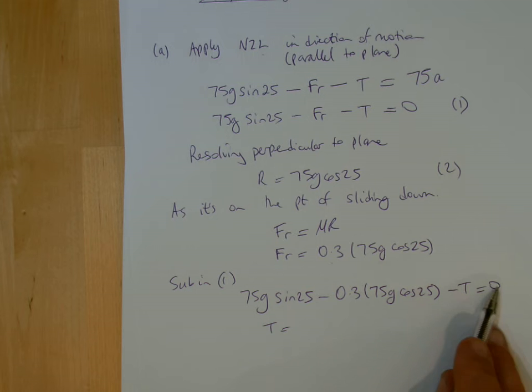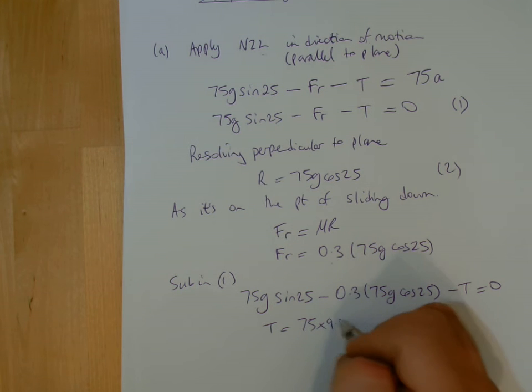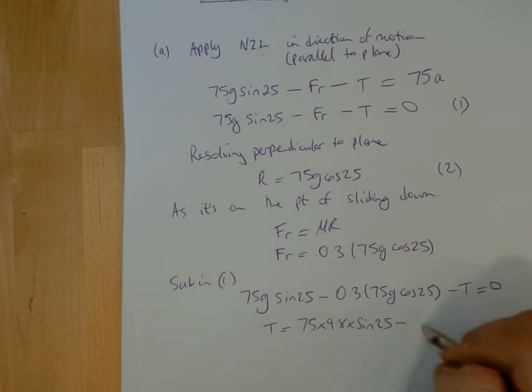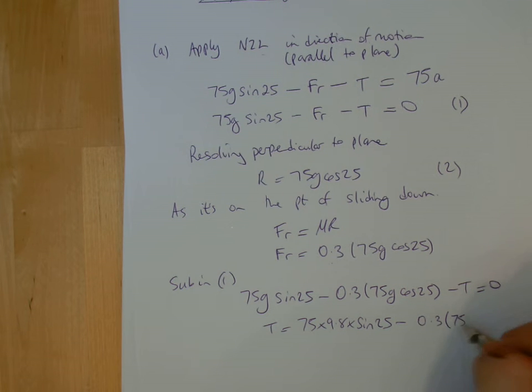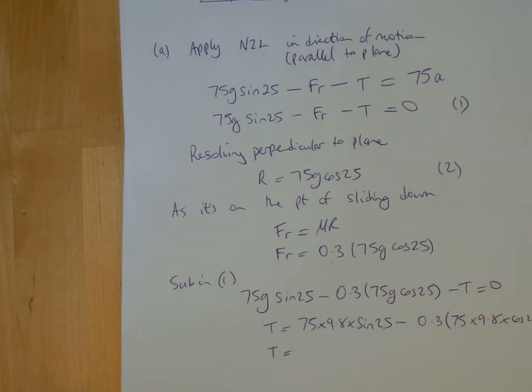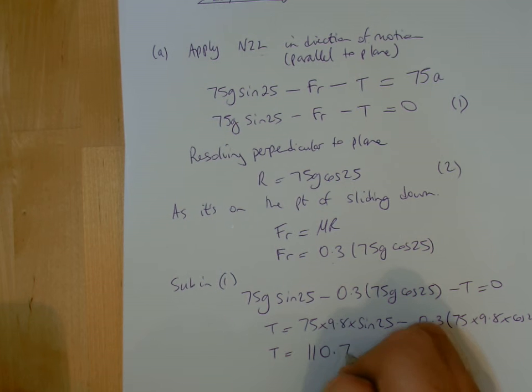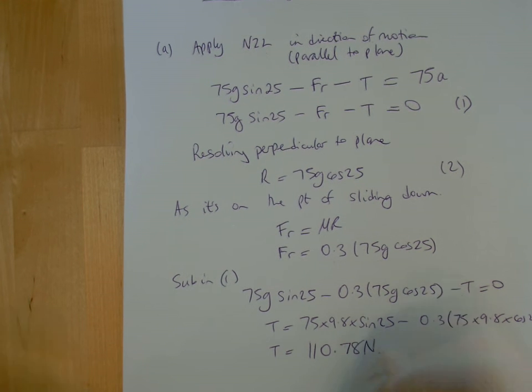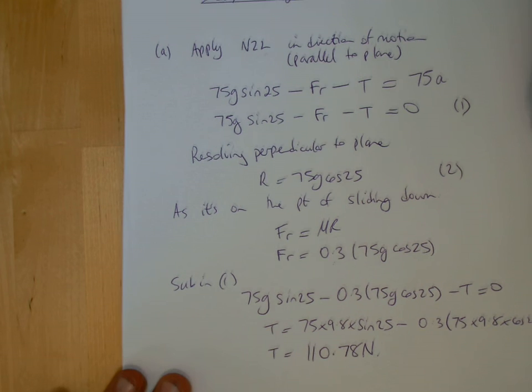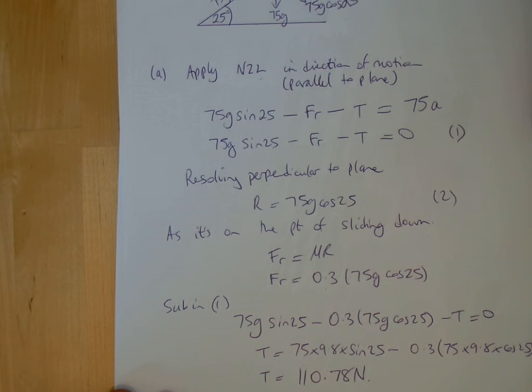Taking the minus T over, you get 75 times 9.8 times sine 25, take away 0.3 times the bracket 75 times 9.8 times cos 25. So let's work that out, one long calculation on my calculator. And I've got that to be 110.78 newtons, the value of T. So we've got that in place for part A.